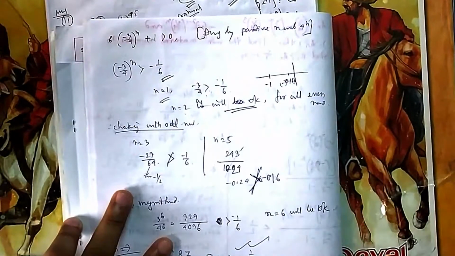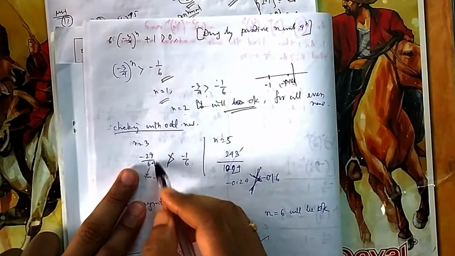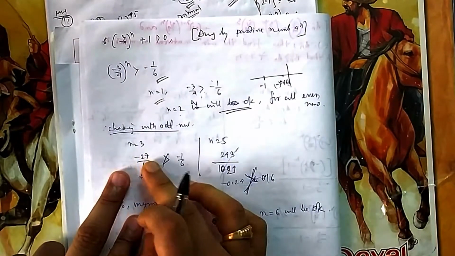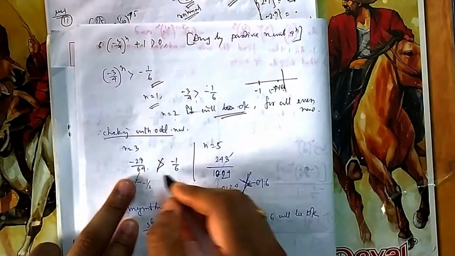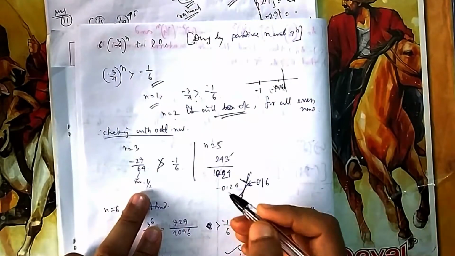N equal to 3, if you put, then it will be minus 27 by 64, which is near about half, you can see. Near about half, a little less than half. So again it will not be 0.16. You can see it is not 1 by 6. 27 is not 1/6 of this one.